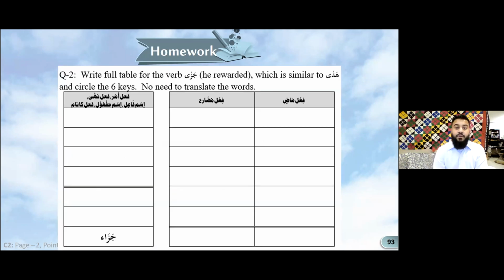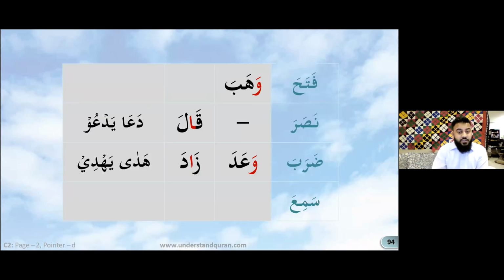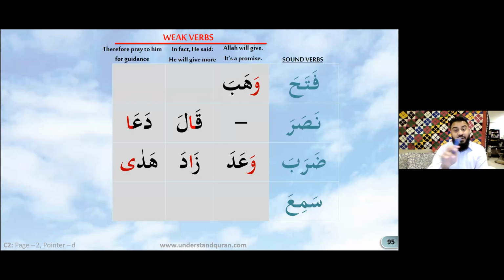And the second part of the homework is an additional word which follows the exact same patterns we just went over for the word hada. In this example, the question is jaza, which is he rewarded. So fill out the table here, and inshallah you'll get that practice that you need. Here's a reminder, we've gone over the different forms. Alhamdulillah. Now we've covered all six of the words in the weak verbs table.